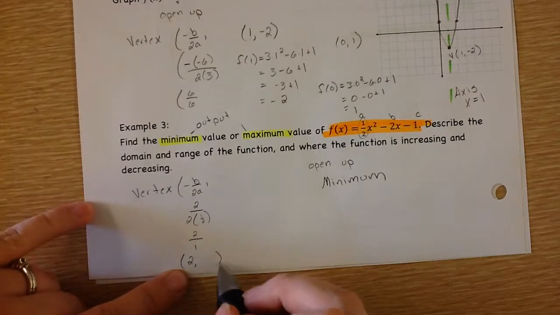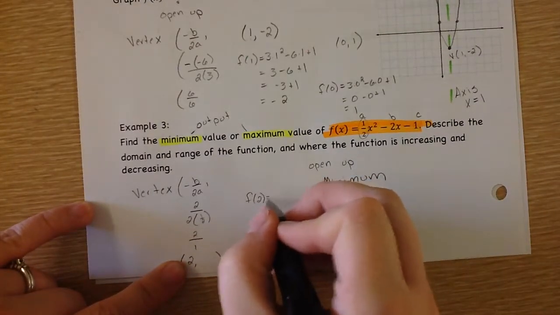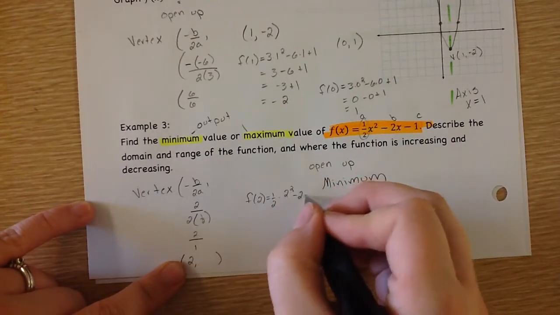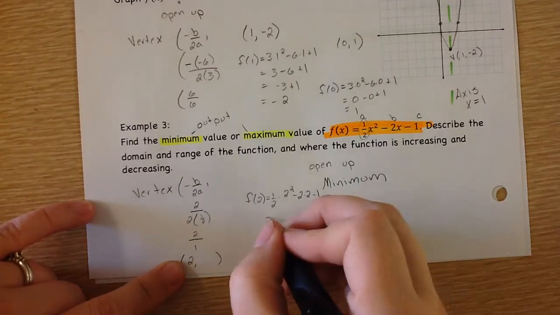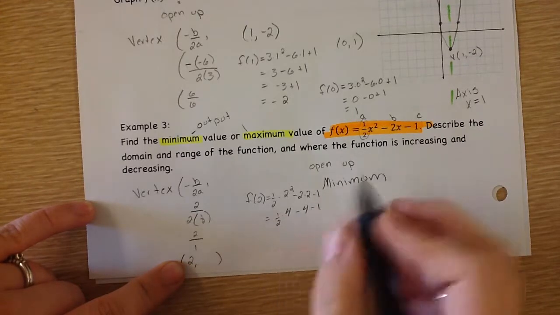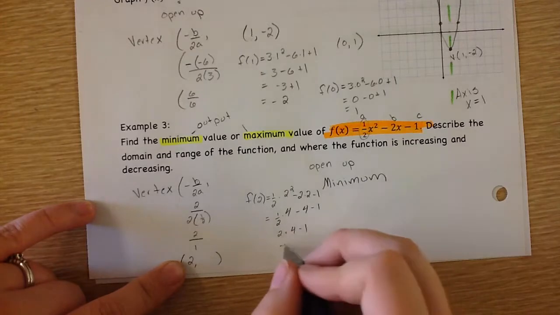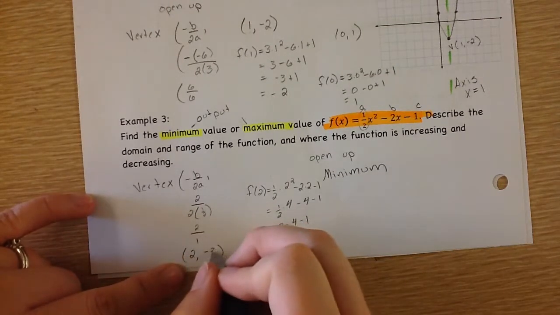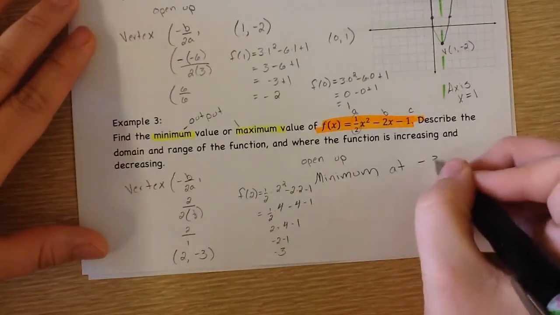So to find what that something is, I need to put the 2 in that function. So I need to find what f of 2 is. Let's put a 2 in that. So 1/2 times 2 squared minus 2 times 2 minus 1. Okay, so we'd have 1/2 times 4 minus 4 minus 1. 1/2 times 4 is 2, minus 4 minus 1. 2 minus 4 is negative 2, minus 1, which gives me negative 3. So the vertex is 2, negative 3. So I know I'm going to have a minimum at negative 3.